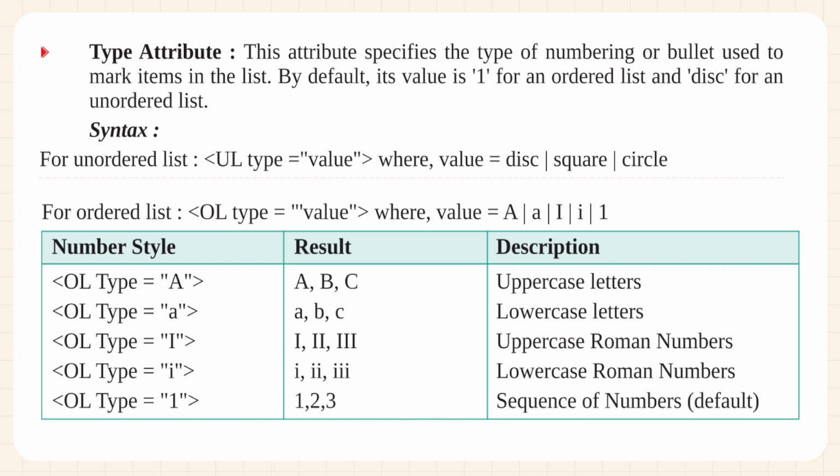Number style, result, description. <ol type=A> gives uppercase letters A, B, C. <ol type=a> gives lowercase letters a, b, c. <ol type=I> gives uppercase Roman numbers. <ol type=i> gives lowercase Roman numbers. <ol type=1> gives a sequence of numbers 1, 2, 3. Default.